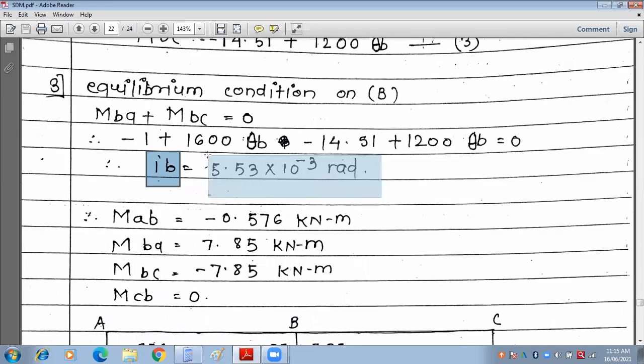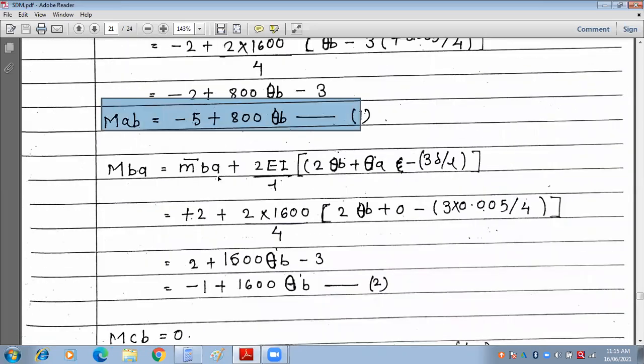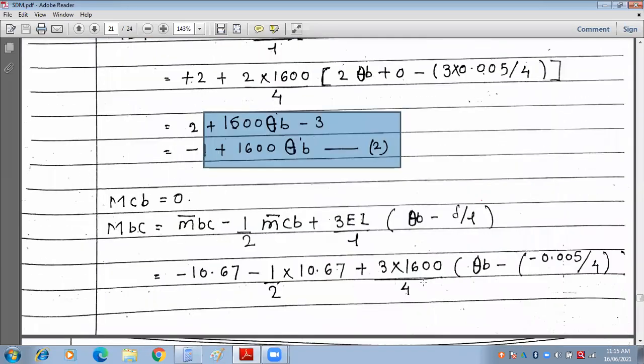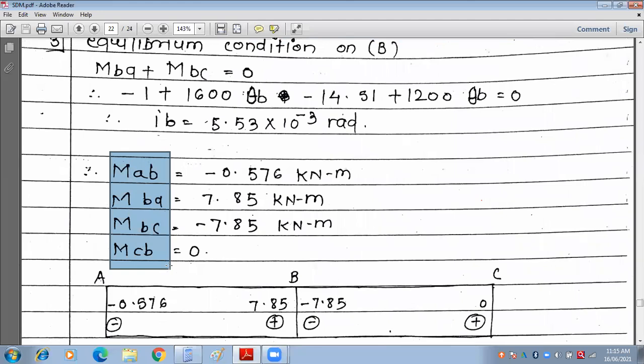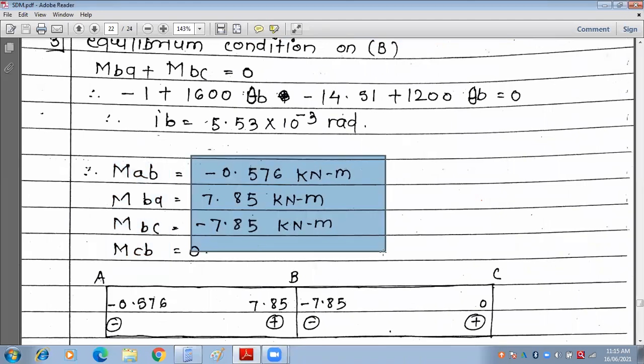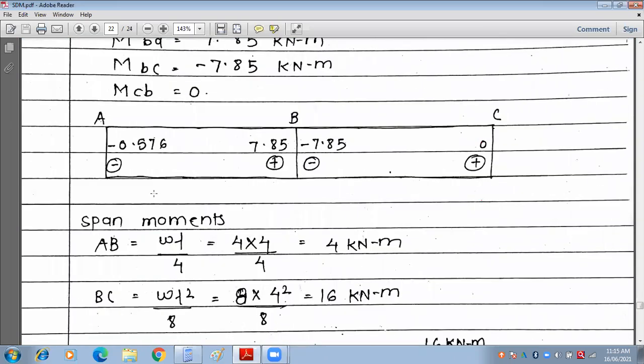Now once you get this theta B value, put it in equations 1, 2 and 3, and you will get the moments AB, BA, BC, CB respectively. These values are, look here, minus 0.576 kilonewton meter, 7.85, minus 7.85 and 0. Now once you have these moments, write down this strip over here, the Hardy Cross strip. These are the fixed end moments, and this moment is 0 for support C, because this support is simply supported.